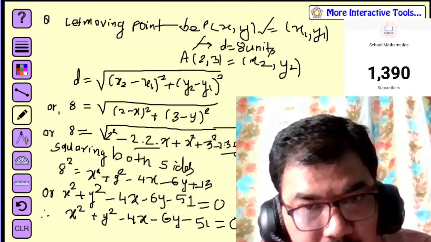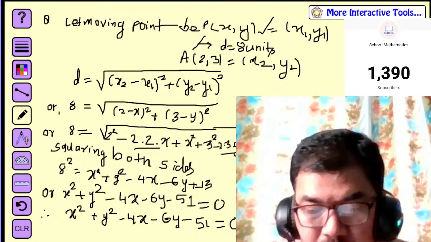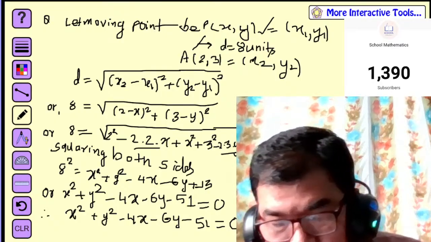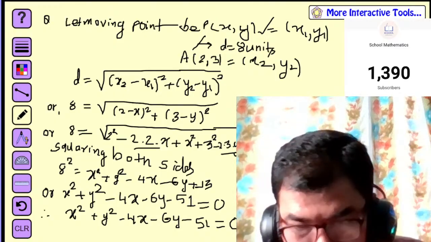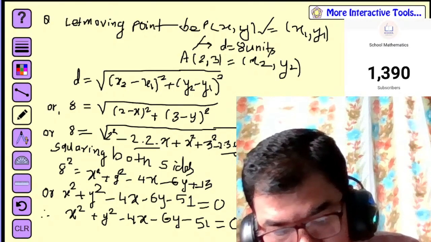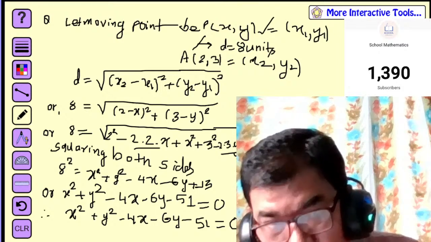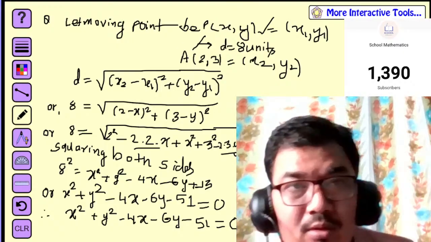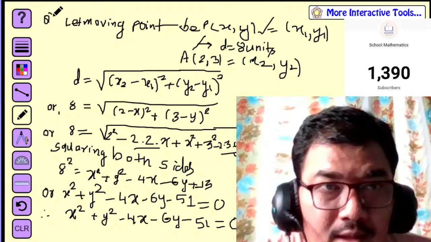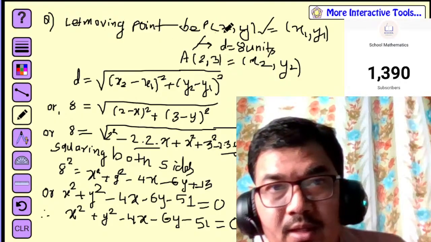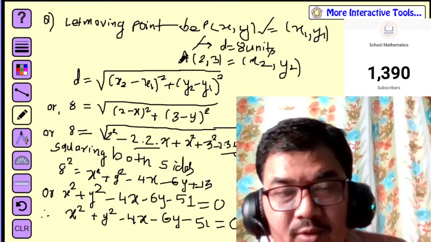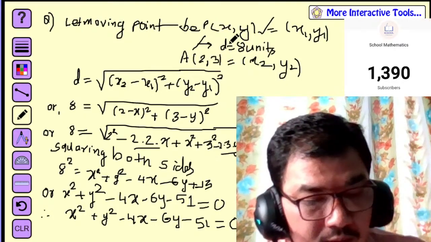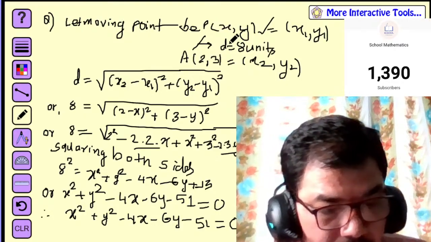This is our answer for this locus. The moving point is (x, y), its distance from point A is given as 8 units, and in such a condition we have to find the locus like this.